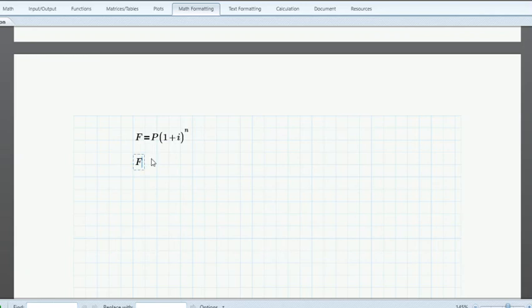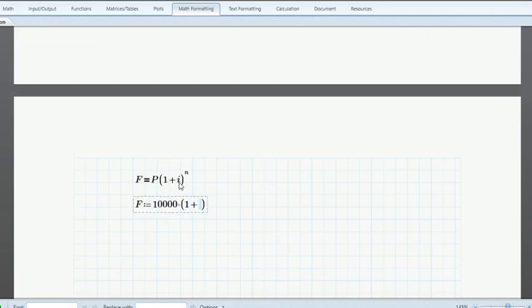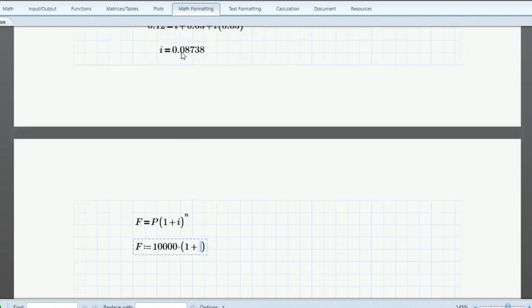We have F is equal to how much is the investment or the principal? 10,000 pesos. Times the interest plus, ilan ang ating interest na nakuha? 0.08738. Then, ilan yung kanyang exponent? We have raised to 5. Bakit? Kasi 5 years bago bumalik yung investment mo.